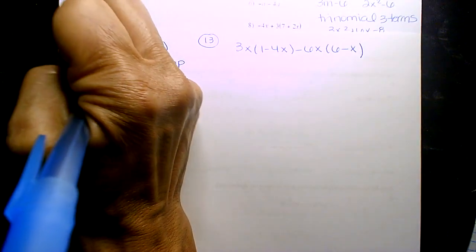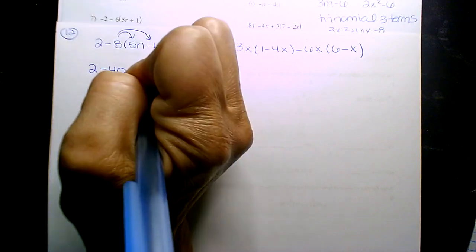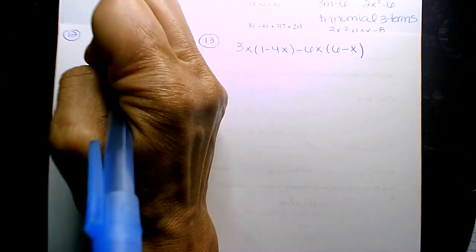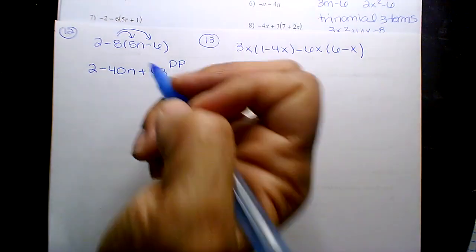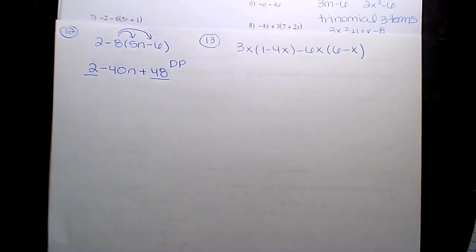Okay, so I get -8 times 5 is -40n. And then negative times negative is a positive, 8 times 6 is 48. Okay, and so now constants, 2 plus 48, right?